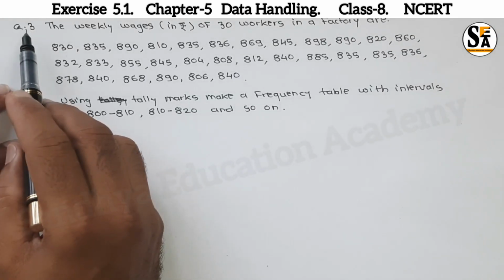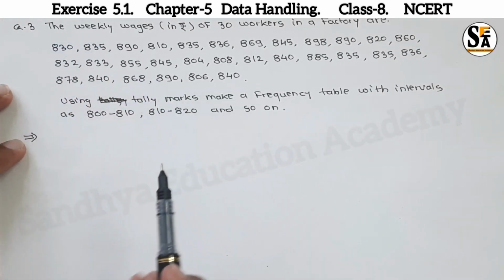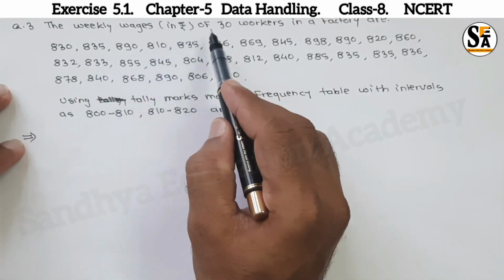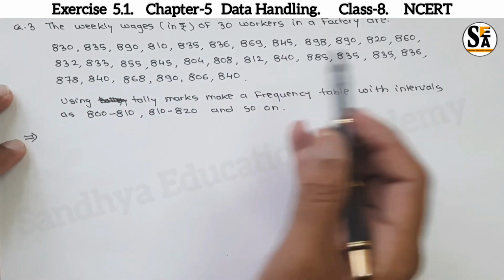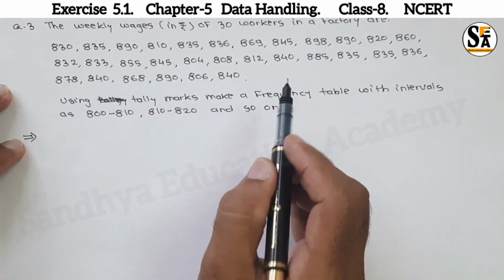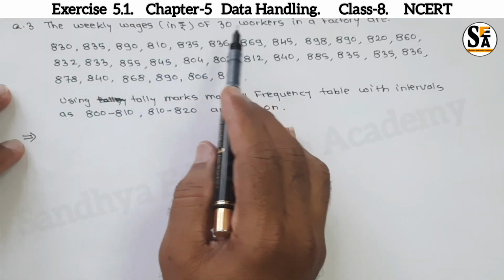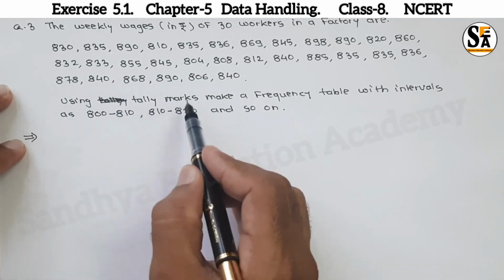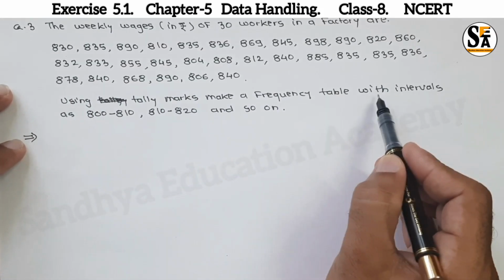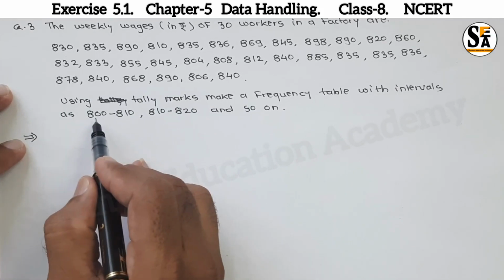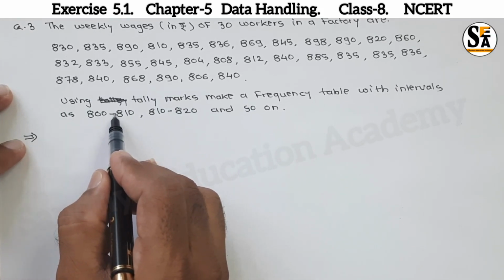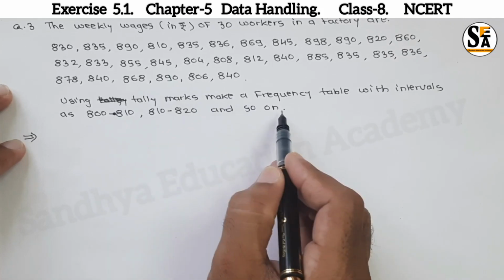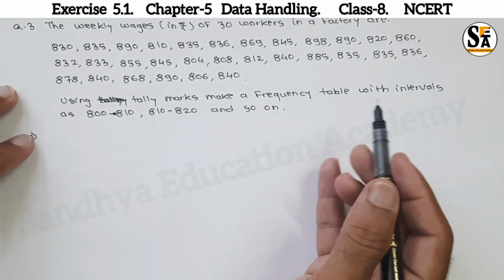Now see question number 3 of exercise 5.1. What is given? The weekly wages in rupees of 30 workers in a factory are these entries. All these are wages of 30 workers in rupees. And what is asked? Using tally marks, make a frequency table with intervals as 800 to 810, 810 to 820, and so on.